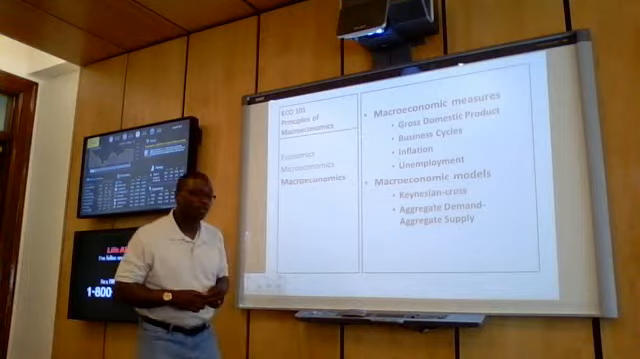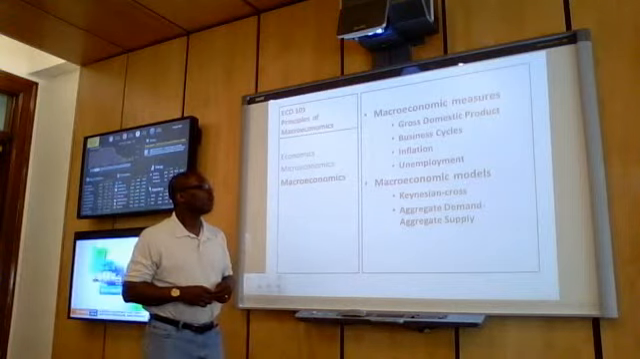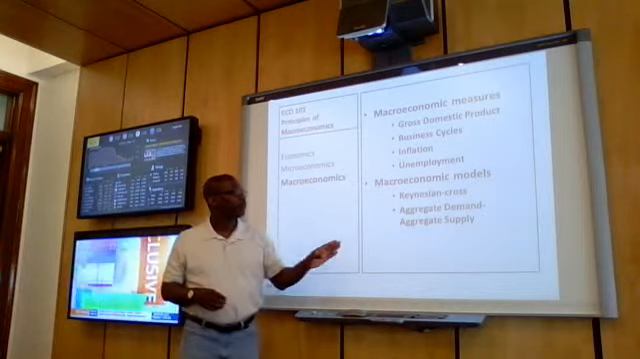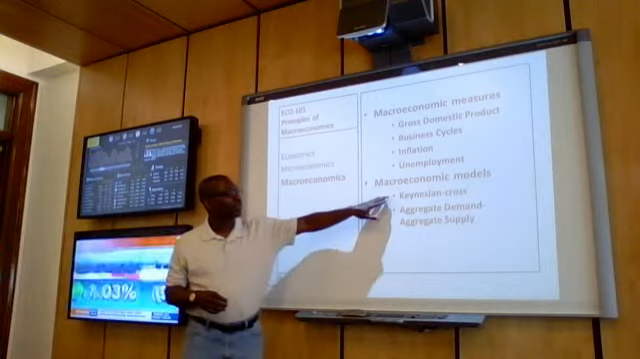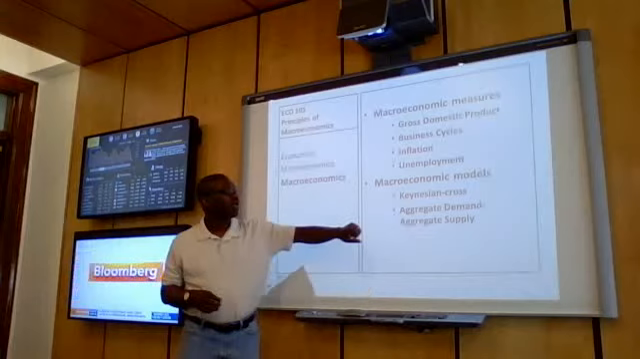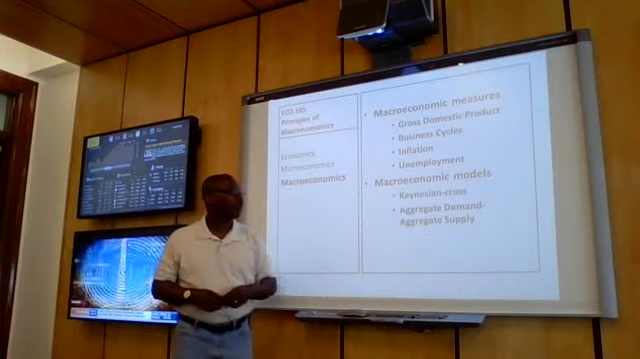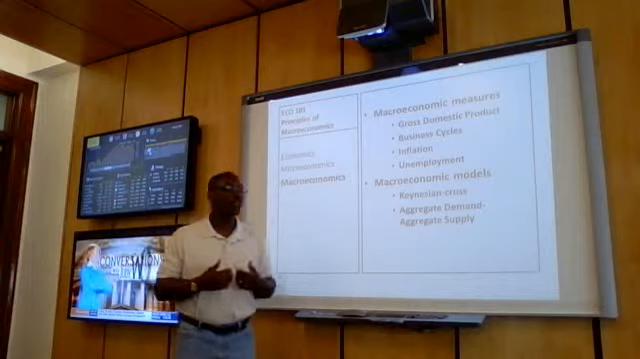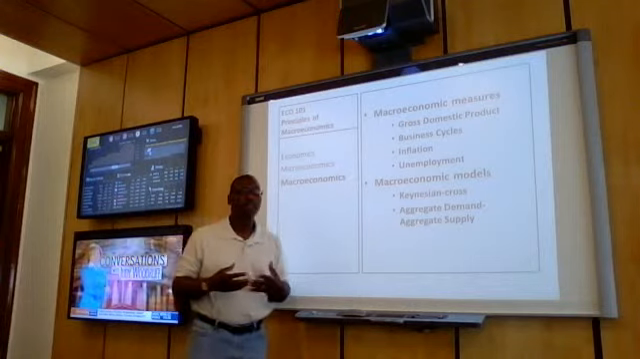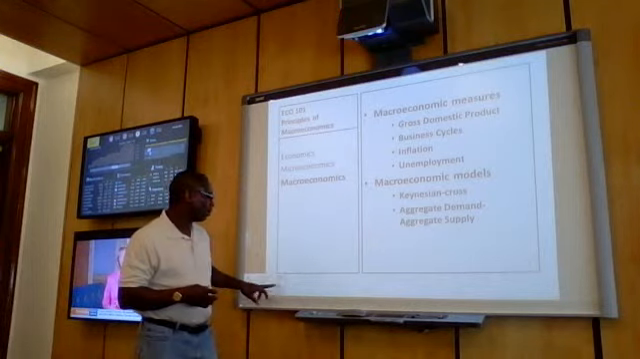Once we have discussed the macroeconomic measures, we're going to begin to build 2 interrelated macroeconomic models. One is going to be referred to as the Keynesian cross. The second is going to be referred to as the aggregate demand, aggregate supply model. These 2 models are interrelated, and we're going to talk about the common denominators between these 2 models.